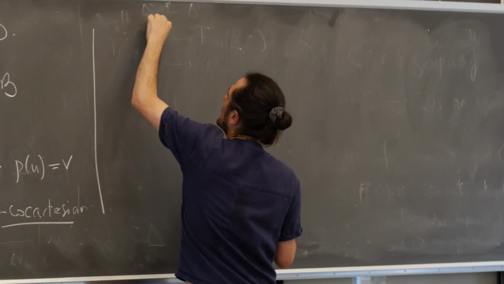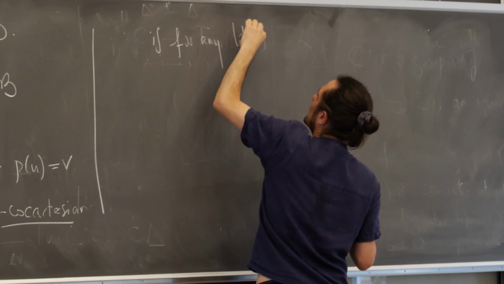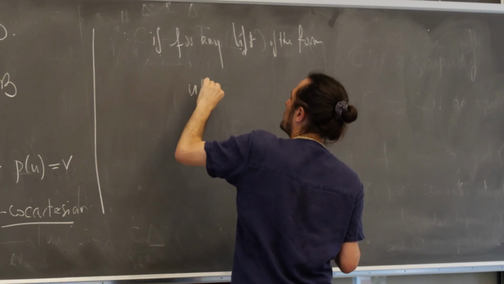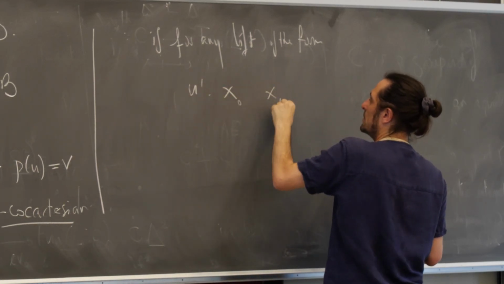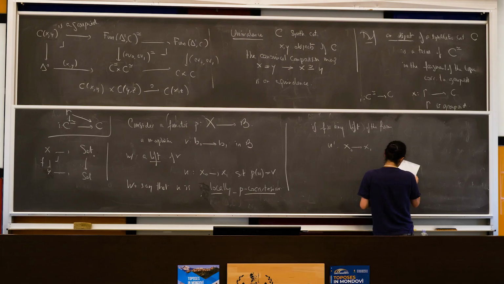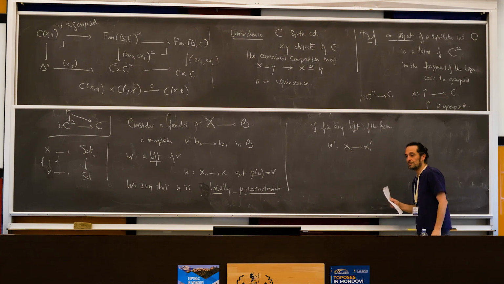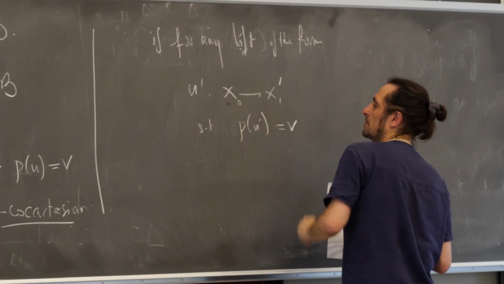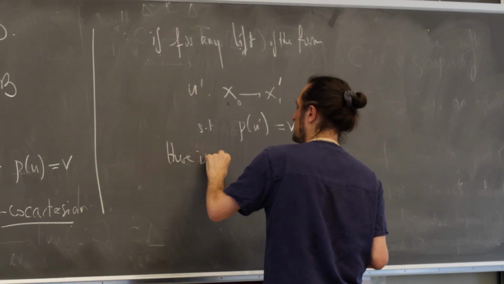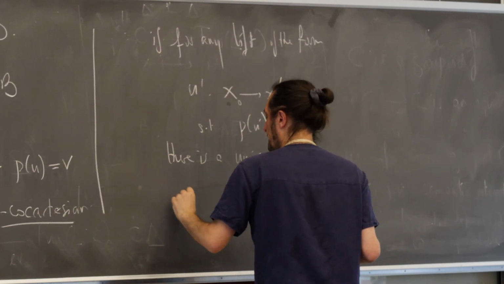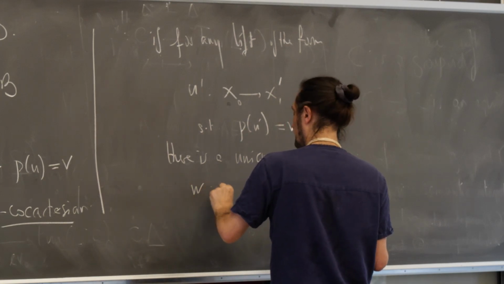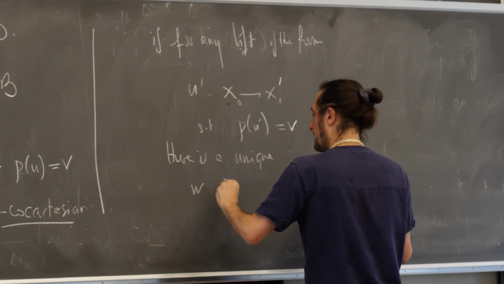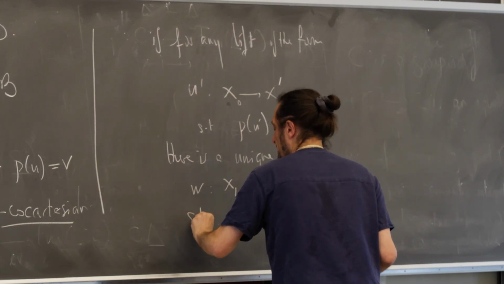If for any lift of the form, so any lift of V, sorry, so U prime from x0 to x1 prime, but with domain x0. So again, such that there is a unique morphism, say W, from x1 to x1 prime, such that that is a lift of the identity.